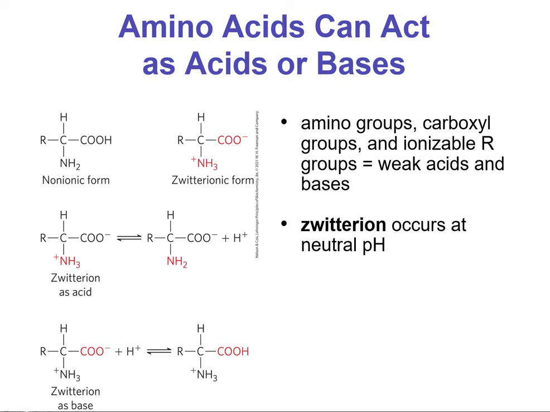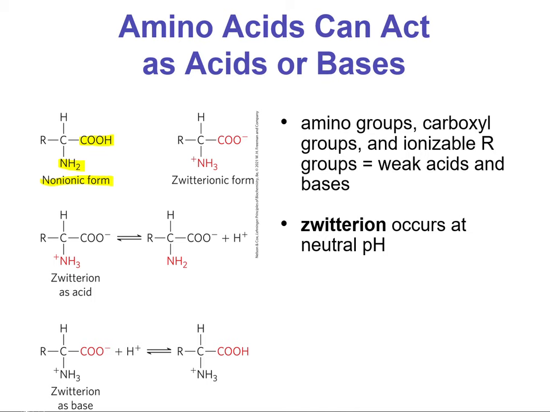Amino acids can act as acids or bases. So if you're a little bit shaky on chapter 2, where we talked about weak acids and weak bases, equilibrium and pKa's and things like that, you'll definitely want to shore yourself up on that and then revisit the amino acids. All amino acids have a non-ionic form. In this non-ionic form, there's no charge. So NH2, COOH, no charge there.